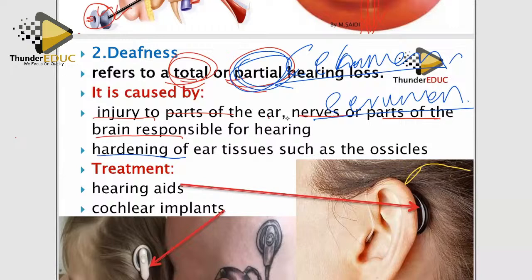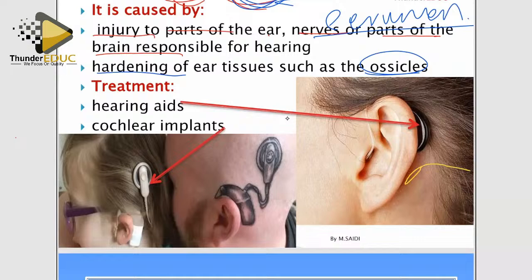Another thing is hardening of the ear tissue. It could be like the ossicles, they can no longer vibrate. We saw that it can also lead to conductive hearing loss. There is no conduction of this vibration, meaning hearing loss is going to happen. So how do we solve that? We apply hearing aids, something which is going to help you to hear. Have you ever seen people with these? They bathe with it, they sleep with it. It's just to help them amplify the vibration.